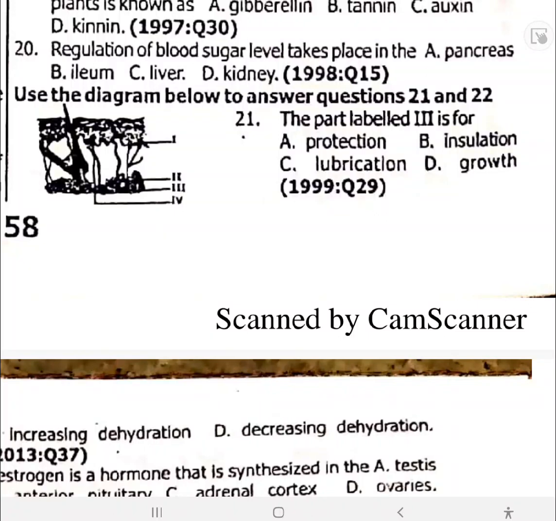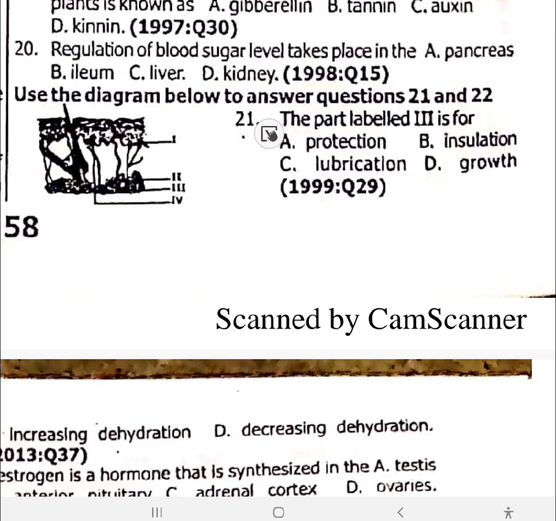Welcome back, guys. Continuing from chapter 18, question 20. Say regulation of blood sugar level takes place in, do not forget to say it takes place, correct answer actually is the liver. Although the hormones that are used to achieve this are released from the pancreas. So you could take that down, but it's actually the liver.